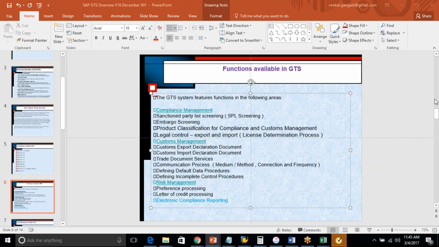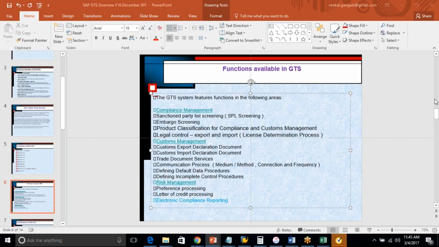The future for the GTS module will be very good, in two ways. One is whoever is already in foreign trade, or has not implemented it, is trying to come to GTS because of its capabilities and benefits. And the second is, if they go for SAP S/4HANA Enterprise Management, there is no chance at all; everybody should go for GTS.